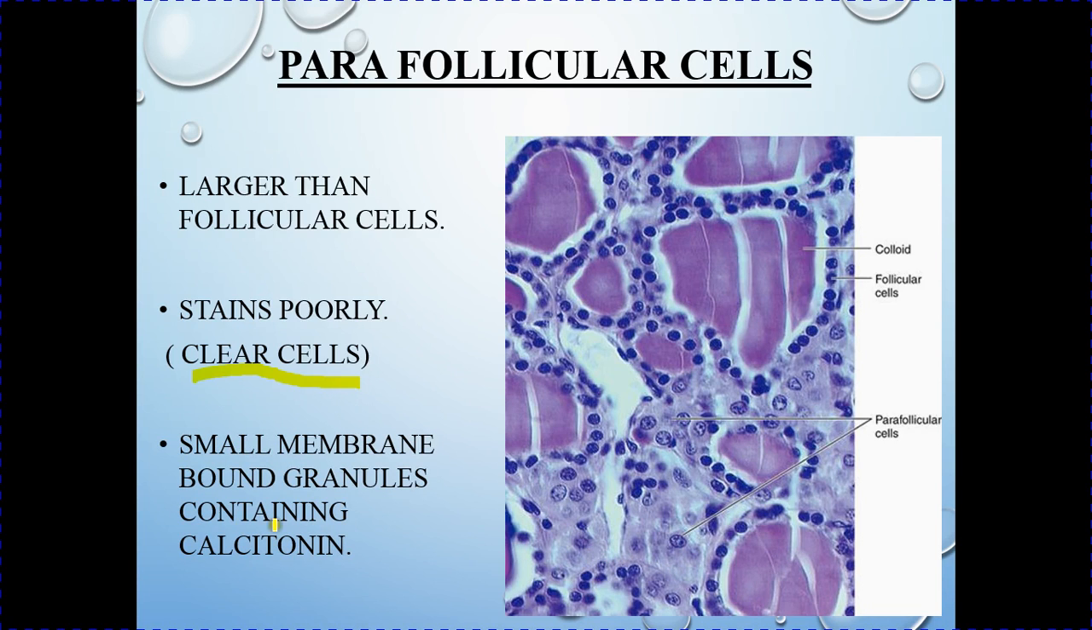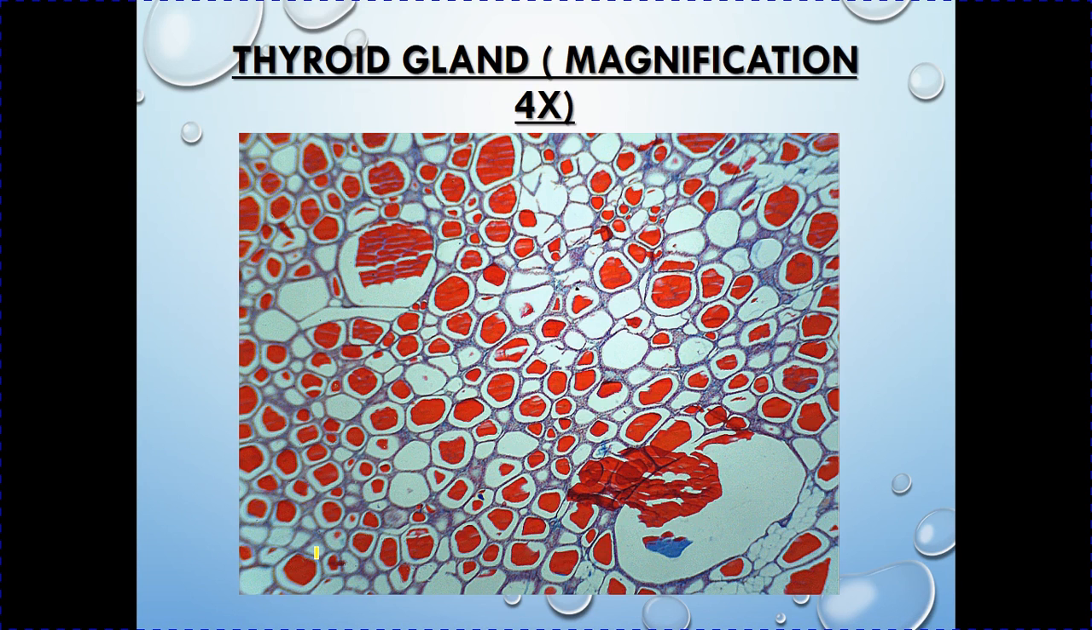They have small membrane bound granules which contain the hormone called calcitonin. They all are endocrine hormones. It means they release their secretion into the blood circulation.